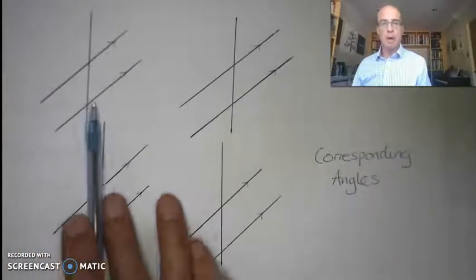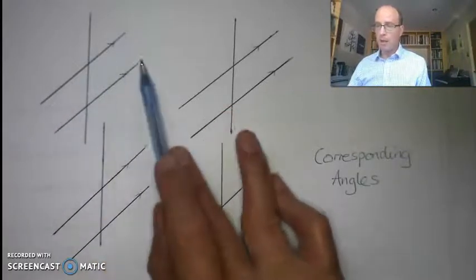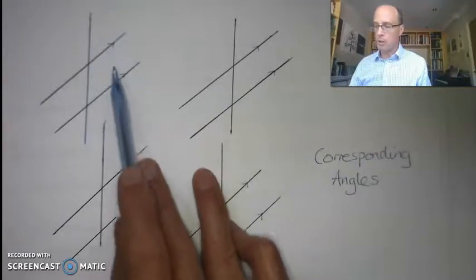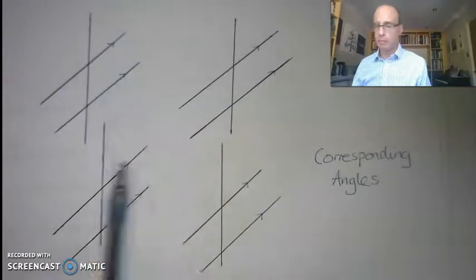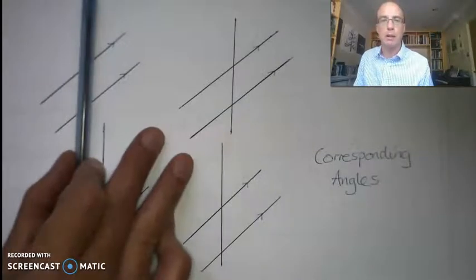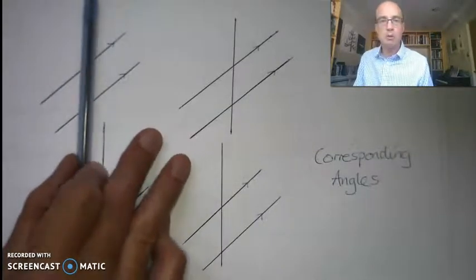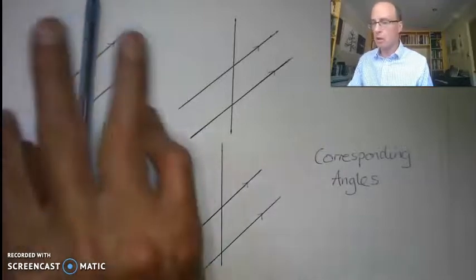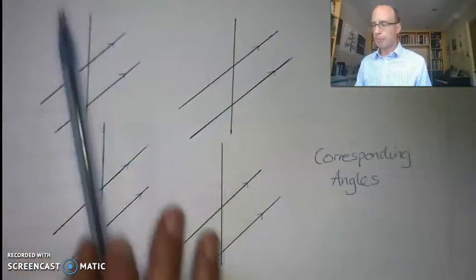I've got my diagram. I've got a pair of parallel lines. I know that because I've got my arrowheads on telling me that these two lines are parallel with each other. And I've got a line that's crossing both of my parallel lines. It's got a very posh name. It's called a transversal, but all it means is a line that crosses both of my parallel lines.